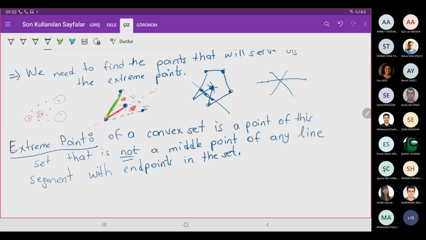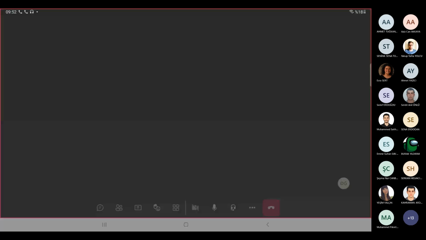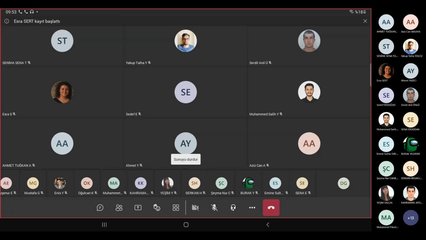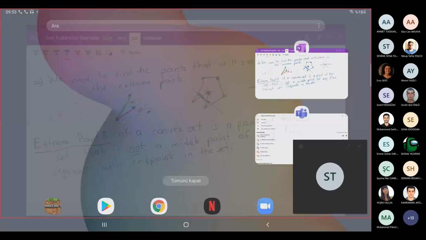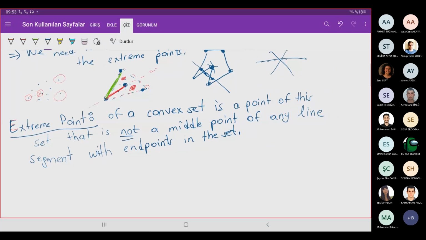We also need to know which pairs of points need to be connected. Just a minute. So, which pairs, do you still see the screen? Do you still see the screen? Yes, we can see it. Okay.